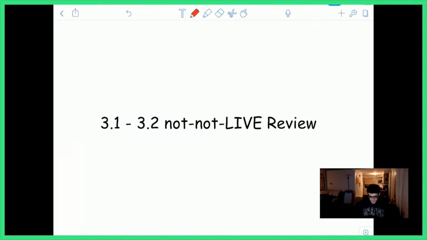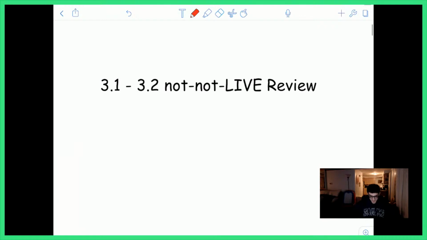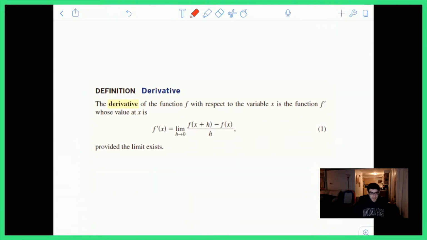So hello, welcome to the not live review, which means it's the live review, obviously. For 3-1 and 3-2, let's get started. So just reviewing a couple of things real quickly. First of all, the definition of the derivative. The derivative of a function f with respect to the variable x is f prime, which is the limit as h goes to 0 of f of x plus h minus f of x over h, provided the limit exists. So this is our definition that we use constantly.